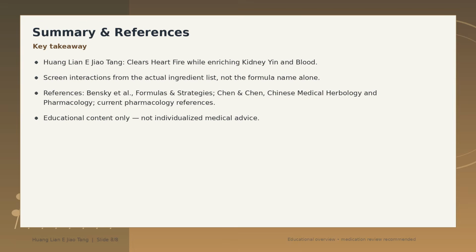In summary, Huang Lian E Jiao Tang is best understood as a pattern-based prescription, whose action is to clear heart fire while enriching kidney yin and blood. The key safety principle is targeted interaction screening plus objective monitoring when risk is plausible. Standard references for further study include Chinese Herbal Medicine: Formulas and Strategies by Bensky and colleagues, Chinese Medical Herbology and Pharmacology by Chen, and current drug interaction and pharmacology references.